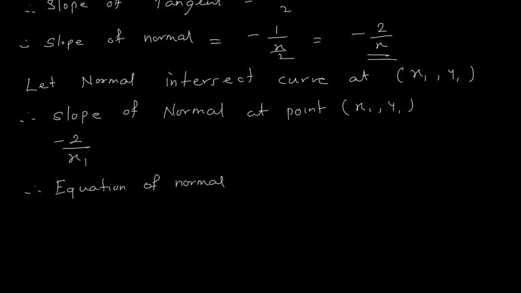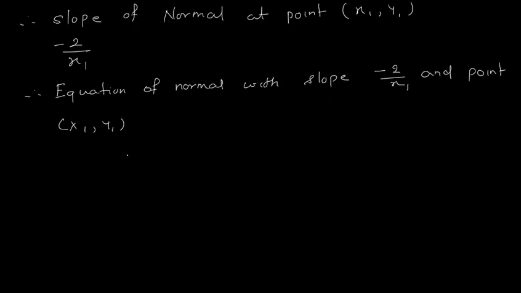with slope, we know the value of the slope, which is minus 2 upon x1, and point x1 comma y1. So what is the equation of the normal? The equation of the normal will be y minus y1 is equal to minus 2 upon x1 into x minus x1.